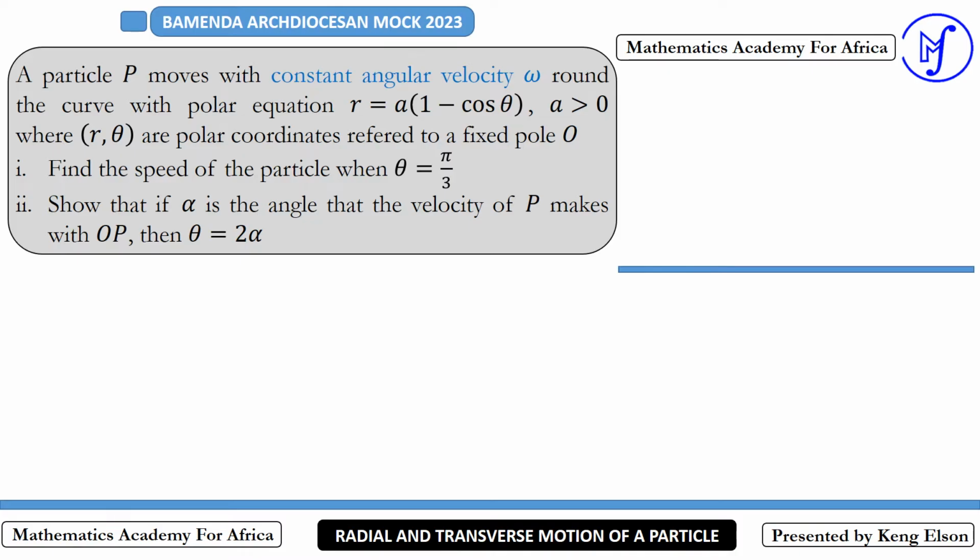Okay, so we have the first mock examination question that has been displayed to us, and I'm going to read the question. So the question reads: a particle P moves with constant angular velocity omega round a curve with polar equation r equal to a(1 - cos theta), a greater than 0, where r, theta are the polar coordinates referred to a fixed pole O.